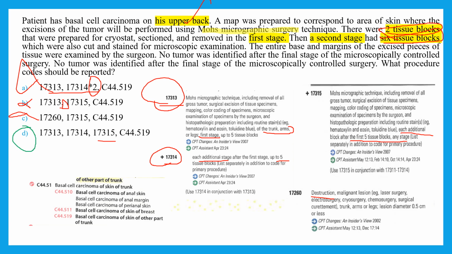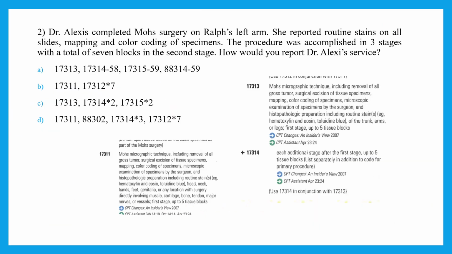This is the right answer. This is how you need to pick the Mohs micrographic surgery codes. So in this question, Dr. Alexis completed a Mohs surgery on Ralph's left arm, the anatomical site. She reported routine stains on all slides, mapping and color coding of specimens. The procedure was accomplished in 3 stages, key term here, and with a total of 7 blocks in the second stage. So now we have the terms.